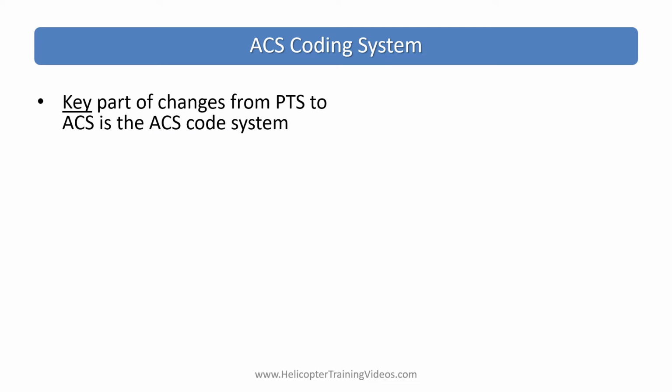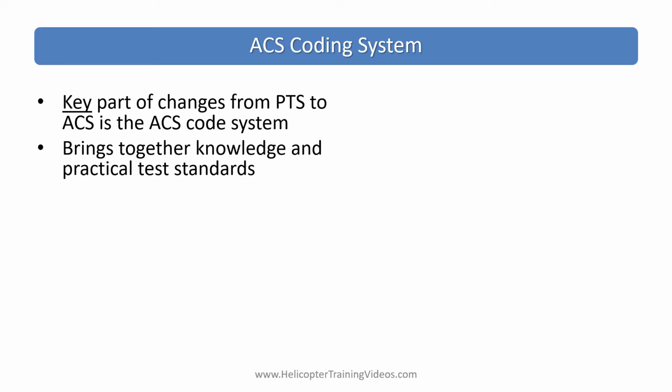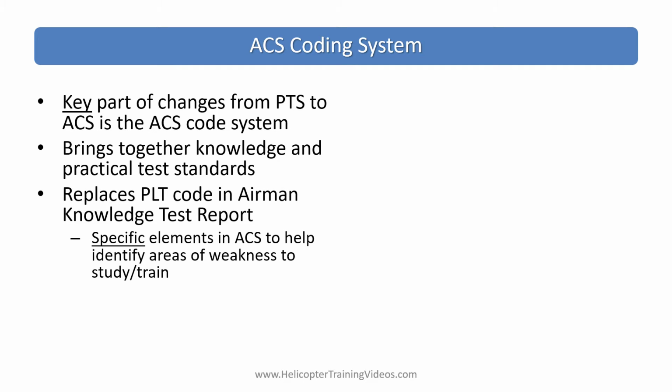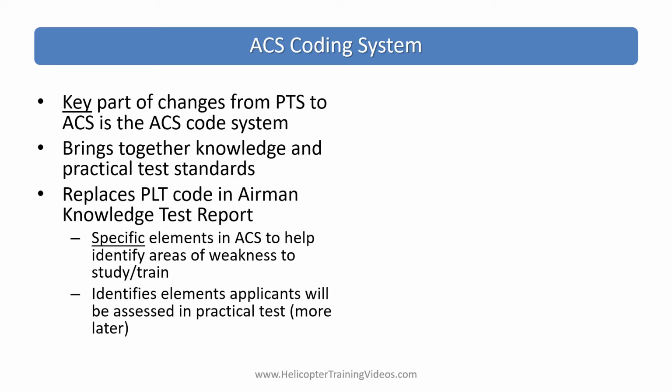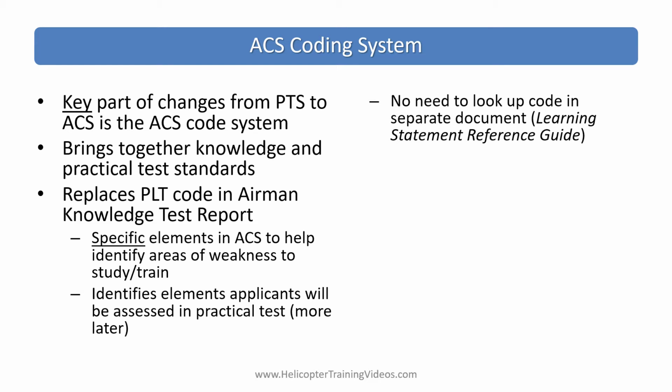One of the key parts to the ACS change is the coding system. And to start with, it looks confusing, but you'll very quickly get the hang of this. The coding system brings together knowledge tests and practical test standards, and it replaces the old PLT codes that you would get on your knowledge test report. It has specific elements to help identify the areas of weakness that you need to study on and train on. And it also identifies the elements that you as a student, or an applicant, would be assessed on in the practical test. We'll talk about that a little bit later.